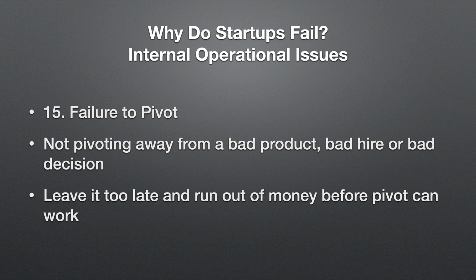Failure to pivot. Well, pivoting is obviously a really difficult and dangerous point. It is often make or break, because the first iteration of the business has not worked and you've got to swing 180 or 90 degrees in whatever direction in order to try to rescue the situation. So you're already at a point of criticality, and not pivoting away from a bad product, a bad hire, or a bad decision early enough can be fatal. If you leave it too late, you'll probably run out of money before the pivot can work. So pivoting, if the need comes up, you need to act quickly and decisively.